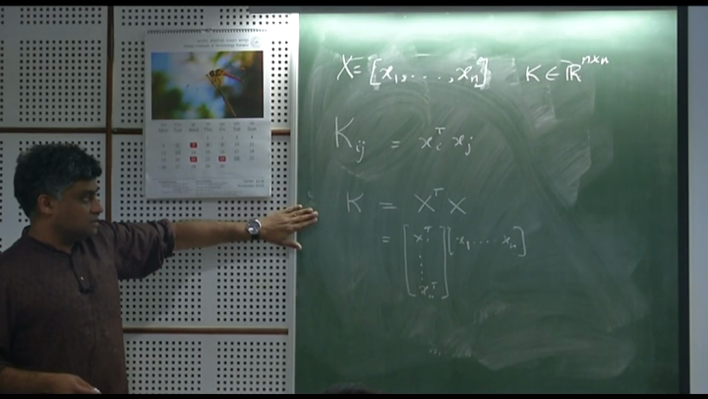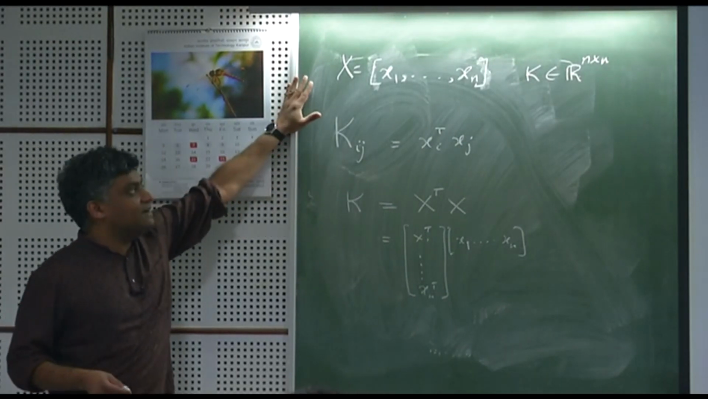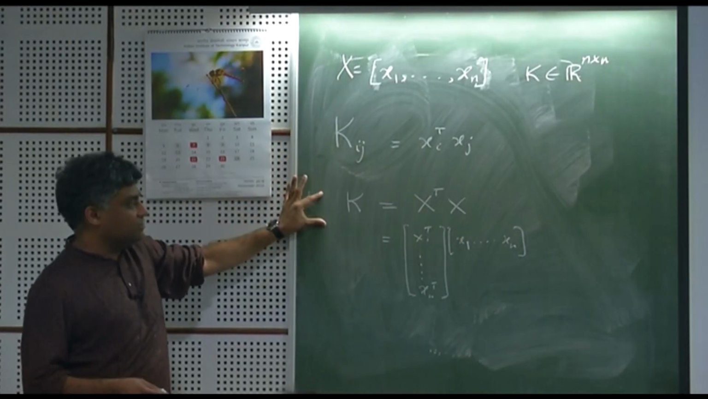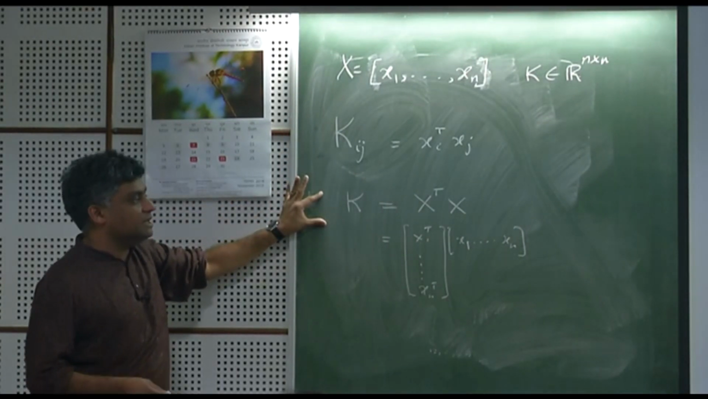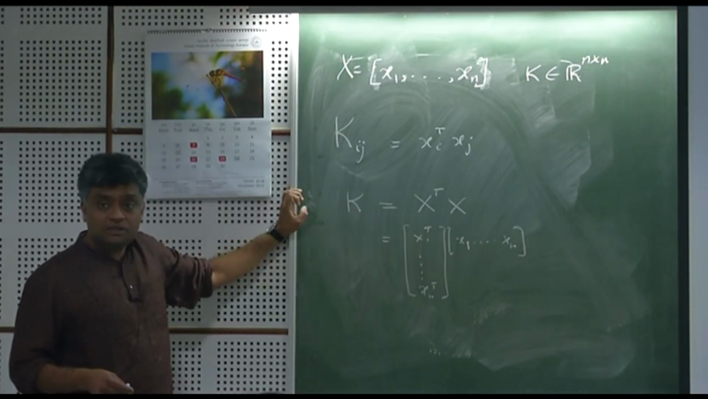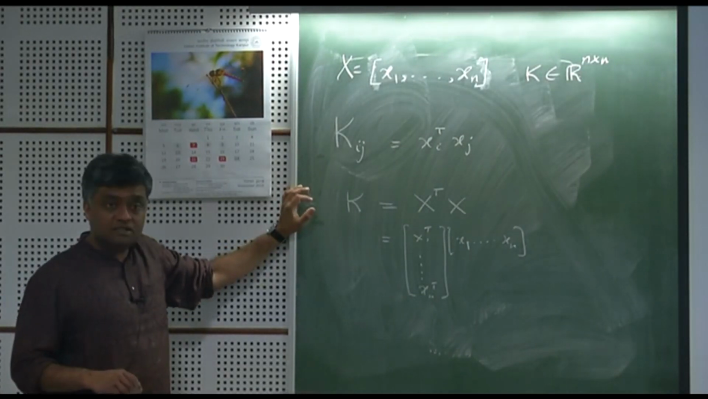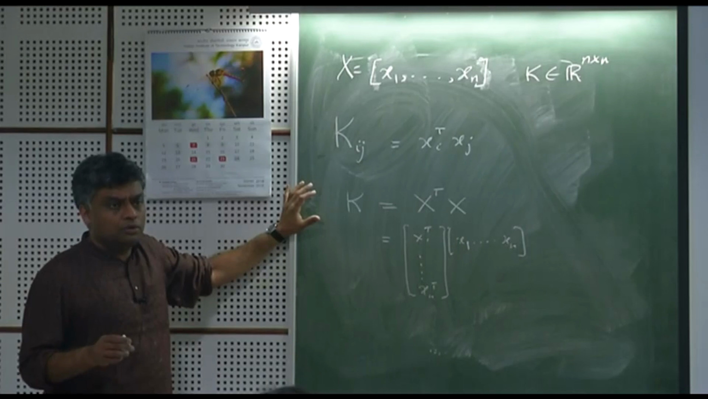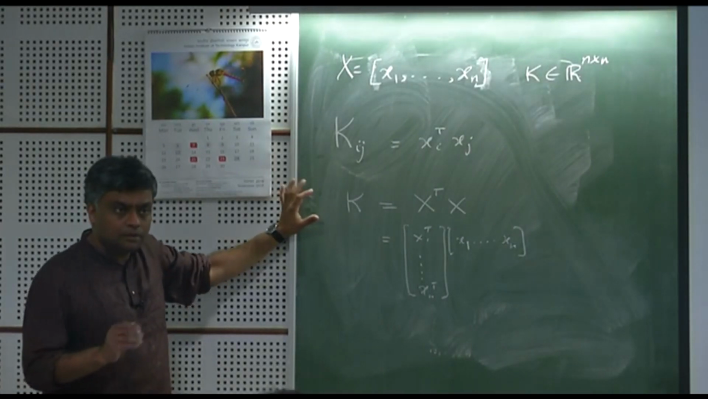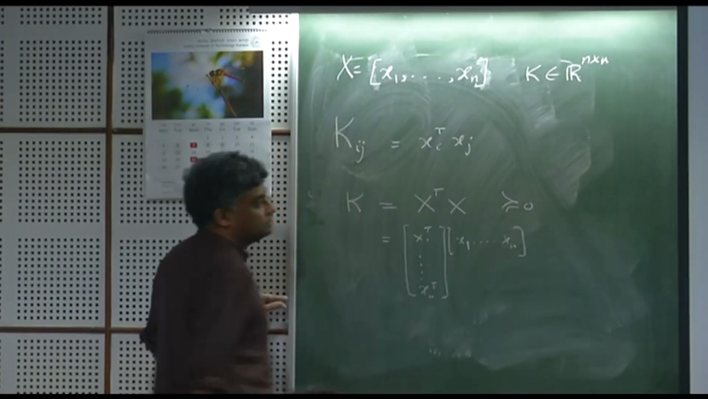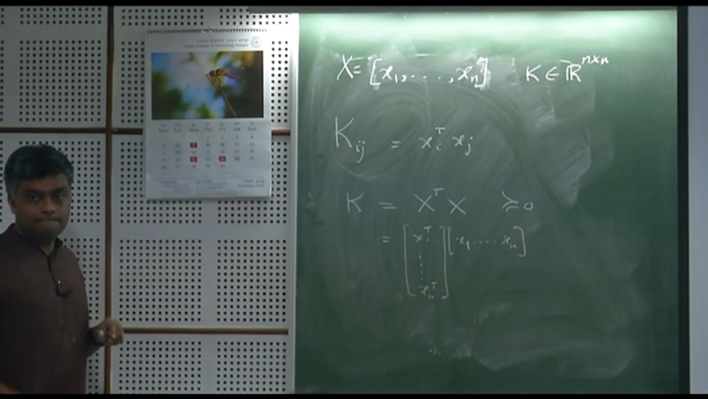So if I just give you the vectors x1 through xn and I define things this way, the Gram matrix K is nothing but capital X transpose capital X. What can I say about this matrix? What kind of a matrix is it? Definite, we don't know. Semi-definite, for sure. Right? So this matrix is positive semi-definite.